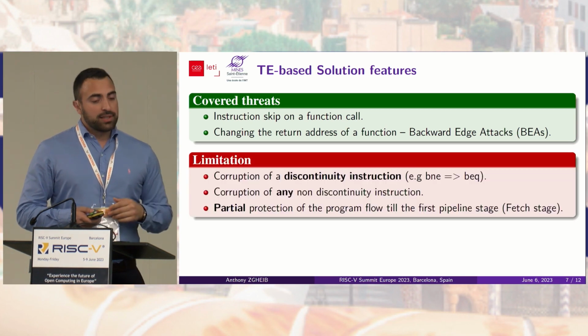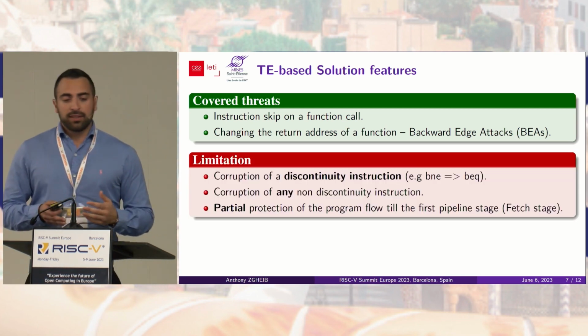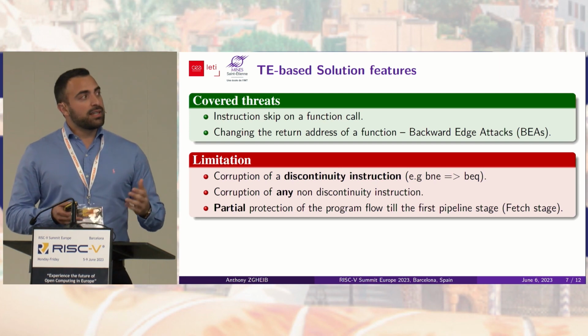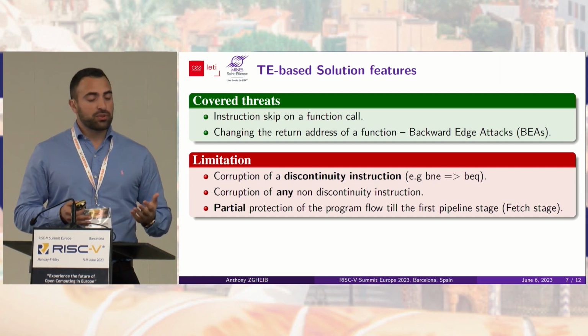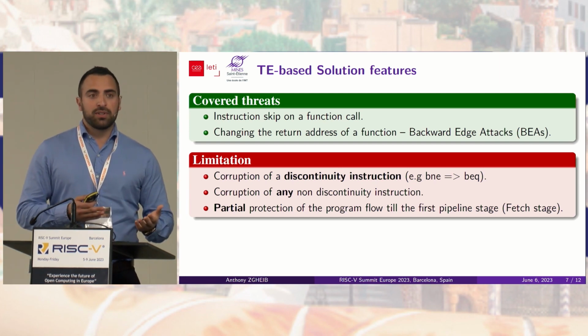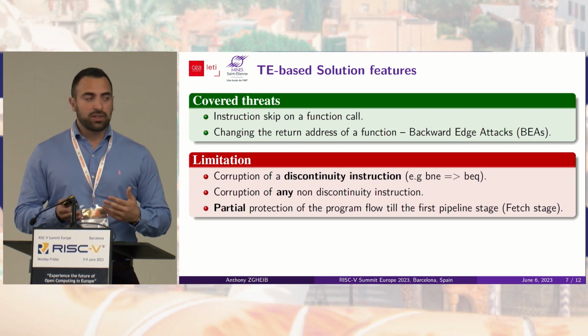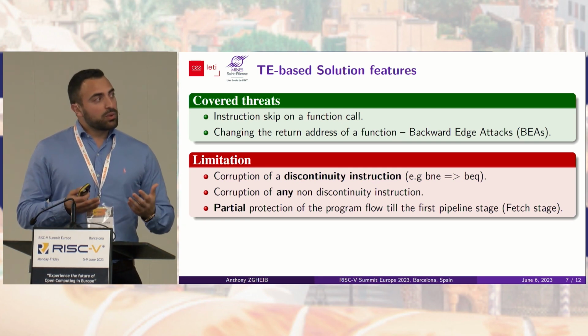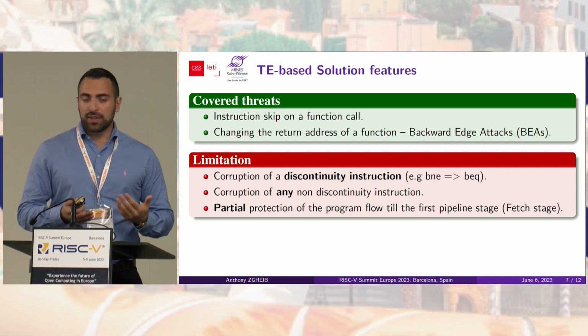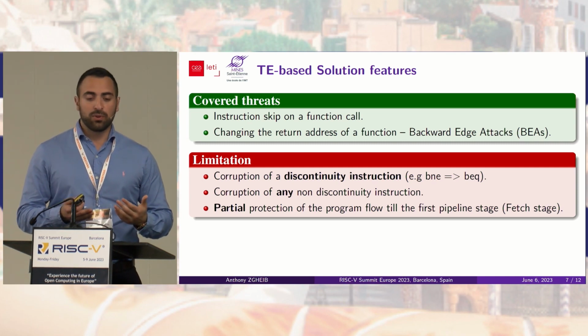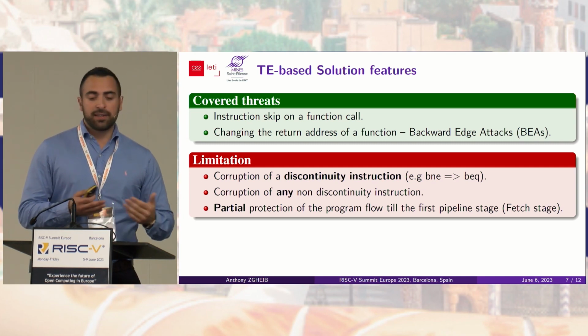However, this approach has several limitations. If you have a corruption of a discontinuity instruction, specifically a branch one, for example if you change a branch-if-not-equal instruction to a branch-if-equal instruction, in this case the trace encoder cannot give us information related to this attack because it would only tell us if the branch has been taken or not.